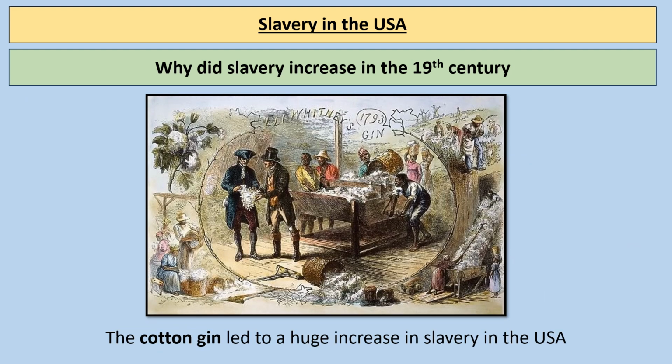So here we can see an image of Eli Whitney's 1793 cotton gin and how the process worked. This process removed the seeds from the cotton by machine, and therefore made the whole process of picking cotton much, much faster.